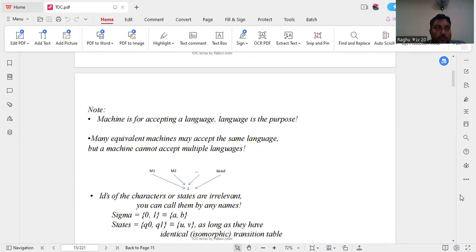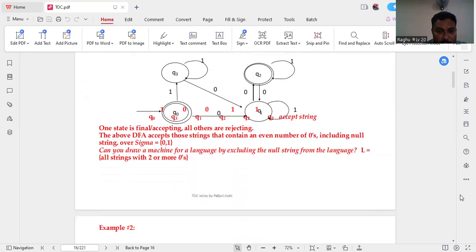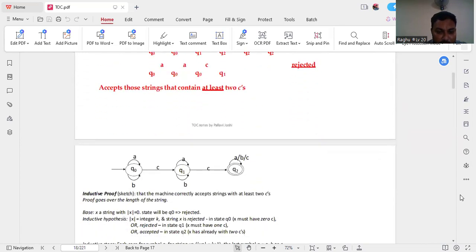There are two ways to represent any automata. The first one is by using a transition diagram, and the second is a transition table. A transition diagram consists of states and transitions. A transition table consists of rows and columns. We're going to represent the states row-wise and all the inputs column-wise. Is it clear? Let's see an example of how to construct the DFA for the given language.